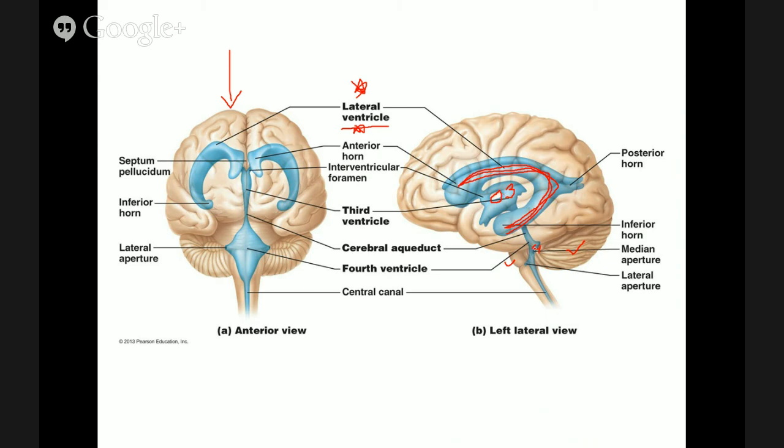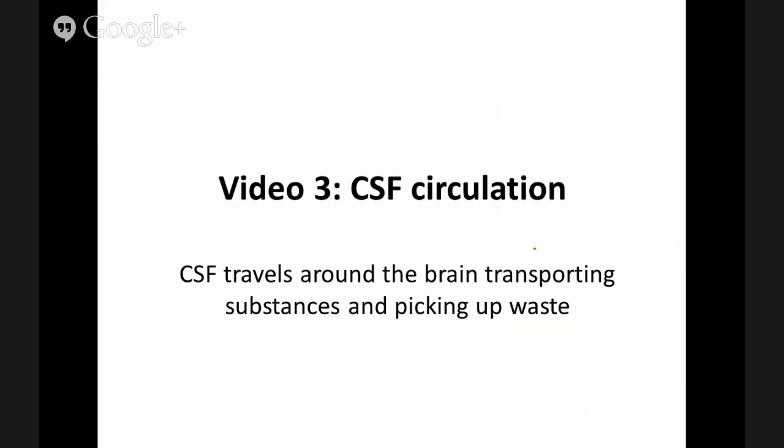So it looks a little different whether you see it from the side or whether you see it from the front. So in our next video, we're going to learn how the CSF circulates and what happens after it leaves at the lateral apertures of the fourth ventricle.